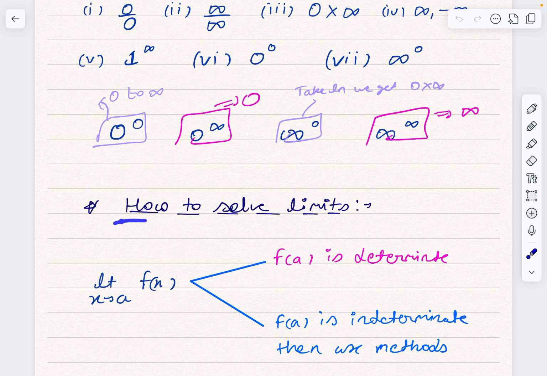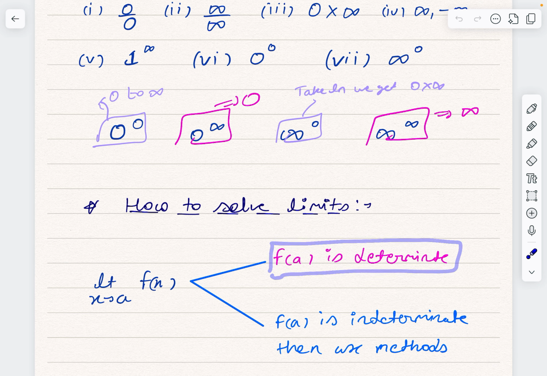Now, how do we solve a limit problem? Always keep this thing in mind. Whenever a limit problem, say limit x tends to a of f of x is asked, the first thing you will do is you put x as a here. You put x as a. Now there are two scenarios. First, f of a might be determinate.